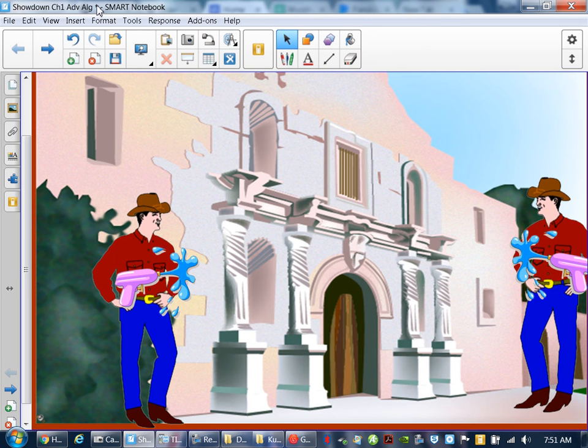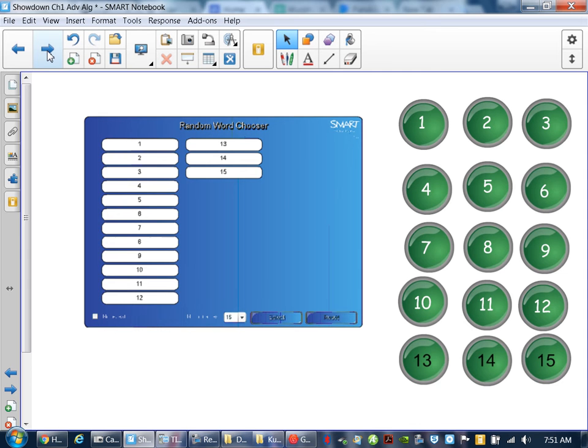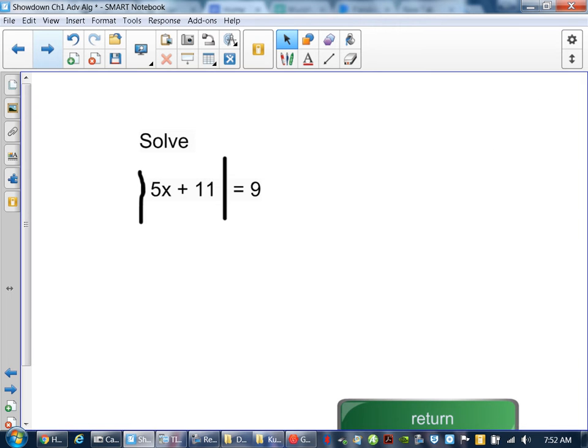All right. Pick a number. 7. How does one solve an absolute value equation? Do you remember?